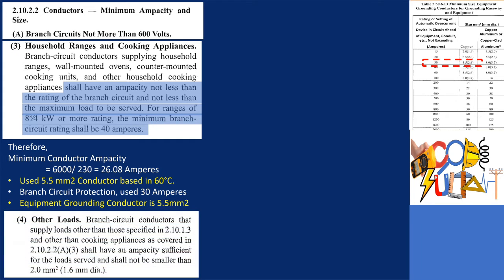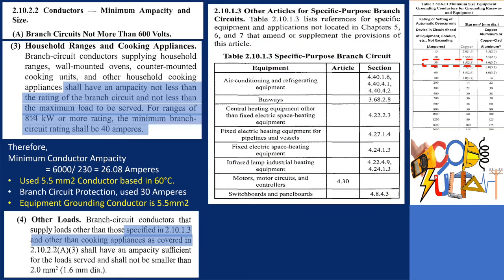While for the electric clothes dryer, we can refer to section 2.10.2.2, 8.4. Other loads. Branch circuit conductors that supply loads other than those specified in 2.10.1.3 and other than cooking appliances as covered in 2.10.2.2, 8.3 shall have an ampacity sufficient for the loads served and shall not be smaller than 2.0 square millimeter. Section 2.10.1.3 covers specific purpose branch circuits. As per table 2.10.1.3, electric clothes dryer is not included on the list.